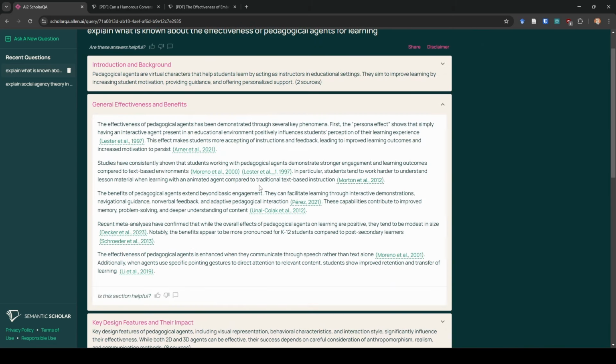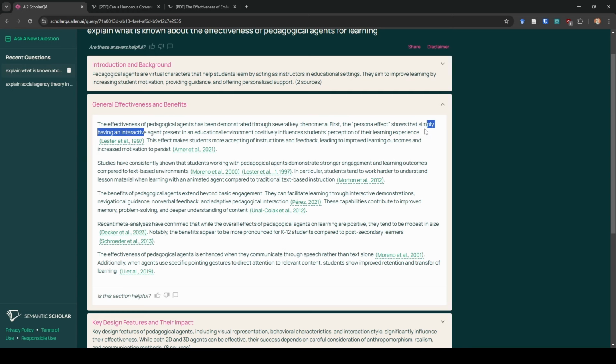General effectiveness and benefits. Been demonstrated through the persona effect. Okay. So here's a big thing, right? This persona effect paper in 97 was a big paper. It still is a big paper. It's kind of like the foundation for a lot of the things that have happened in agent research. And similar to the other one, I'm very happy that it grabbed one of the really, really important papers in the field.